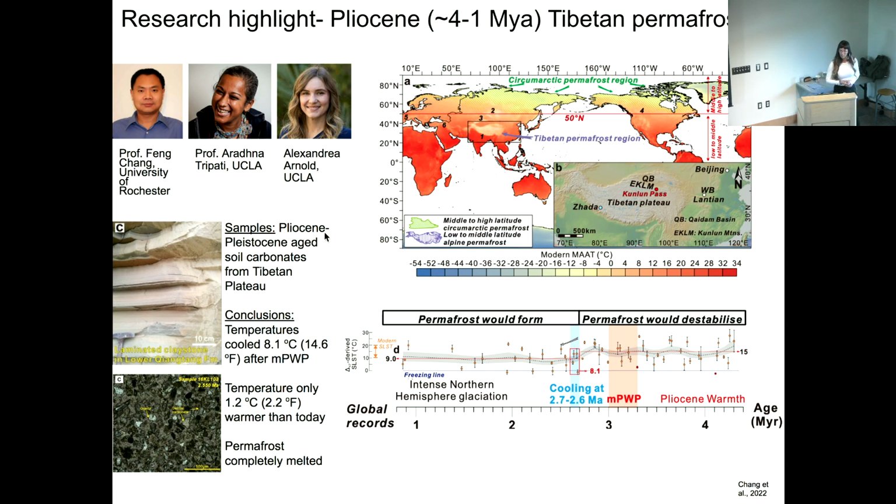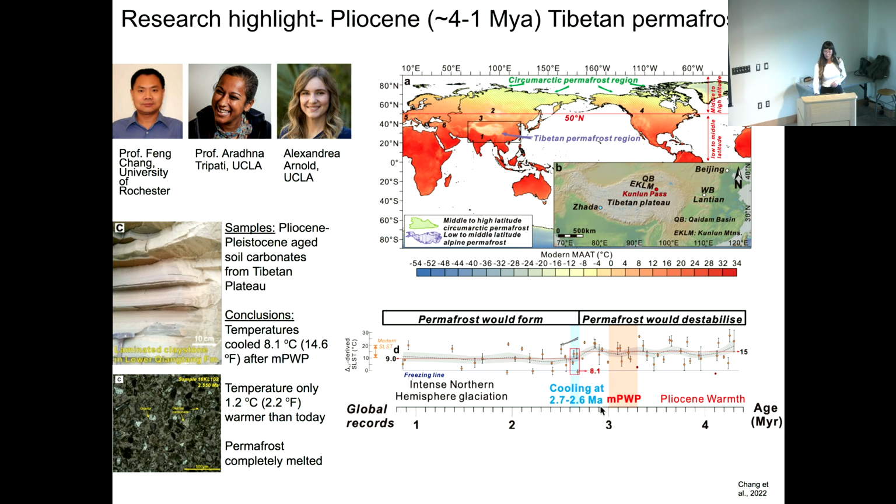The conclusions that they drew from these measurements was that there was a very warm period between about 3 and 4 million years ago. You can see right here on this figure, where you have your temperature. This SLST is the summer lake surface temperature from a lake here on the Tibetan Plateau. And then this is the time going back from about 1 to 4 million years ago. So they determined that this time period here was quite a bit warmer, to the point of where the permafrost would have completely melted. And this was called the mid-Pliocene warm period.